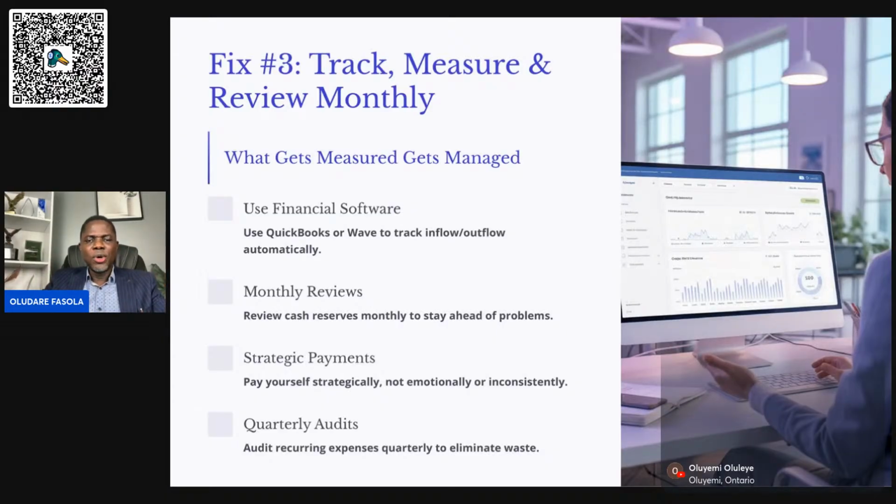Use QuickBooks or Wave to track inflow and outflow automatically. When you are in a business, what you don't track, you cannot measure. What you don't measure, you cannot really gauge. Like, am I doing well? Am I not doing well? You need to ask yourself that, and you can use various software. Your accountant can actually give you all of this. QuickBooks is very, very good. I use QuickBooks. It's very good to track and monitor your inflow and outflow.